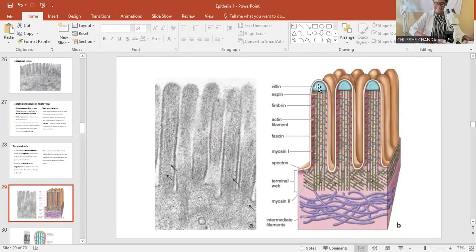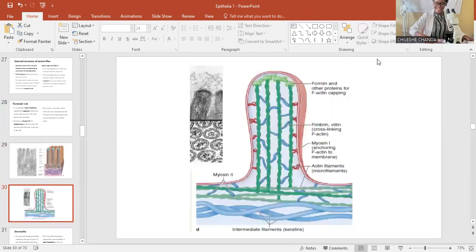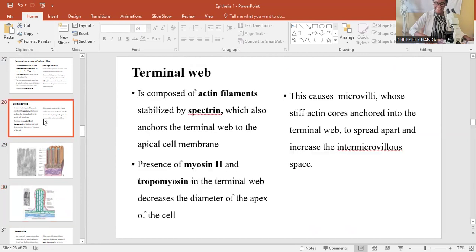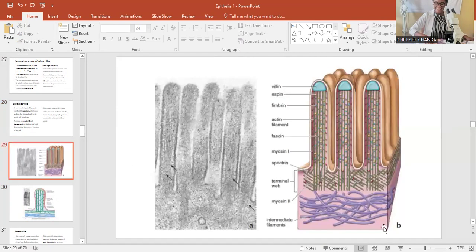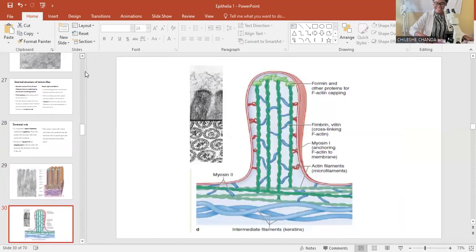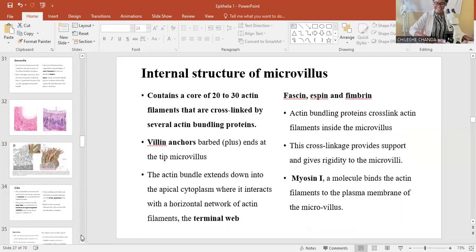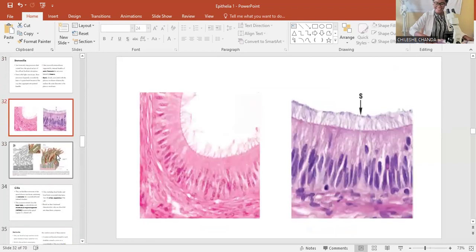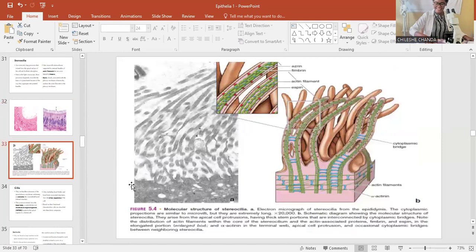So it has villin, there is espin, all those tiny, tiny proteins, okay? So that is the structure of it. Now we also have other proteins such as myosin. Anyway, all these tiny, tiny proteins, you may want to study them and know which ones are which and which ones are interconnecting what. All right. So that is the structure of a microvilli.